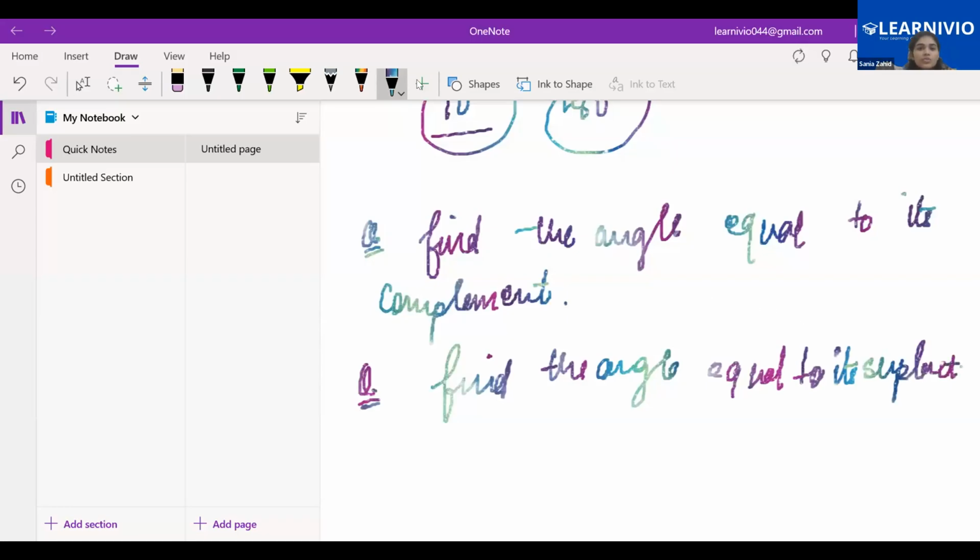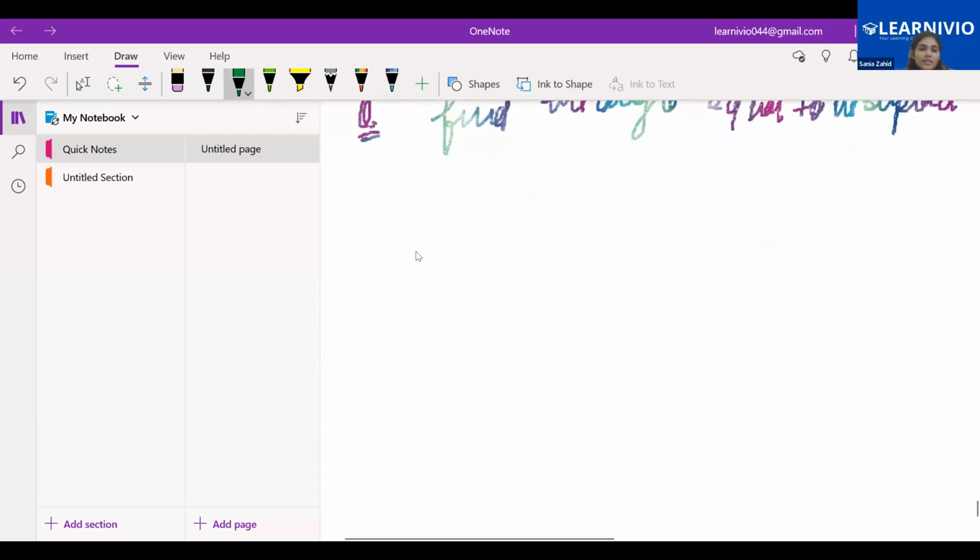So the first question is to find the angle which is equal to its complementary angle. That means both the angles are equal. Let's suppose that the angles are x. So x plus x should give you 90°. Ma'am, should the angles also be the same? Yeah, that's what equal means. They should be the same.